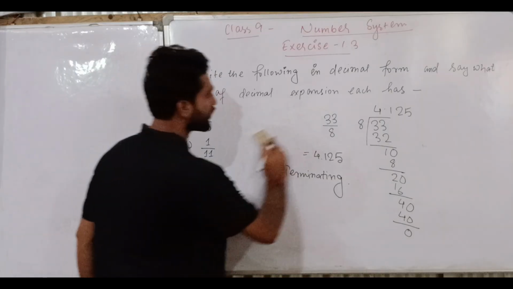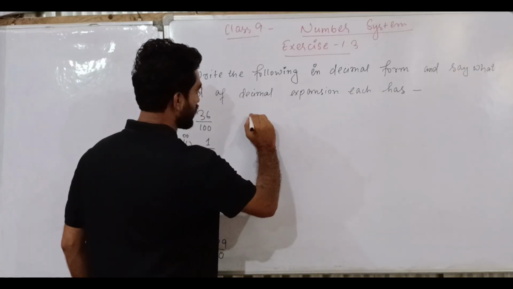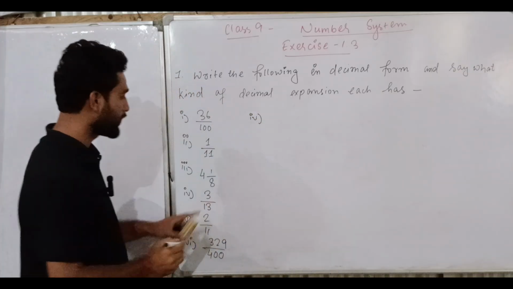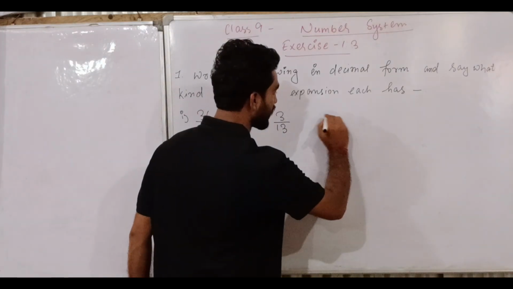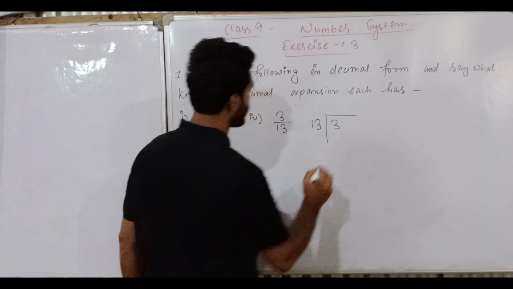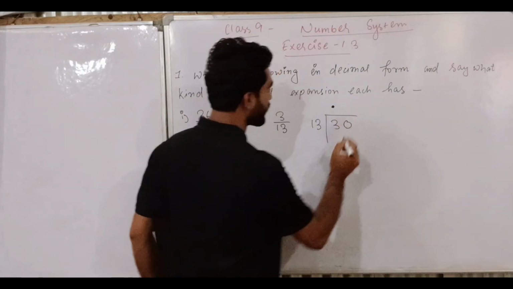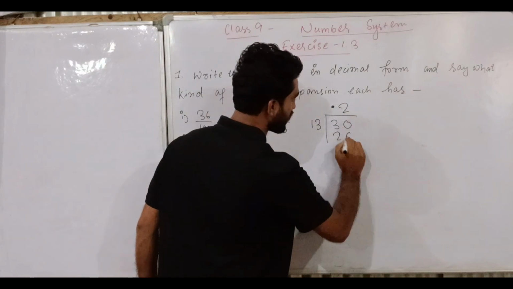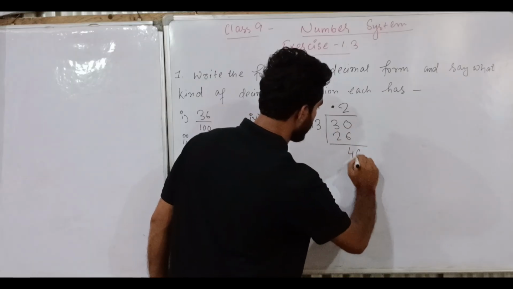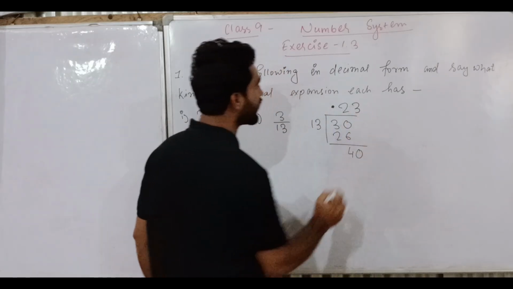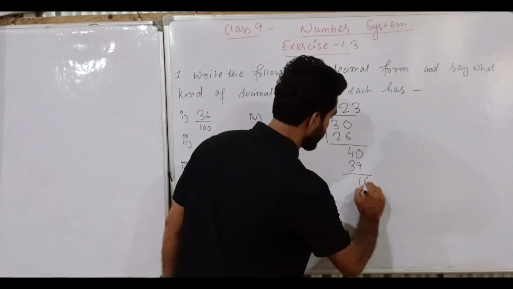Now the fourth question. Fourth question is 3 divided by 13. So again, first we have to divide and check. So decimal point 0, 13 2s are 26. So 4, 0, 13 3s are 39. 1, 0.